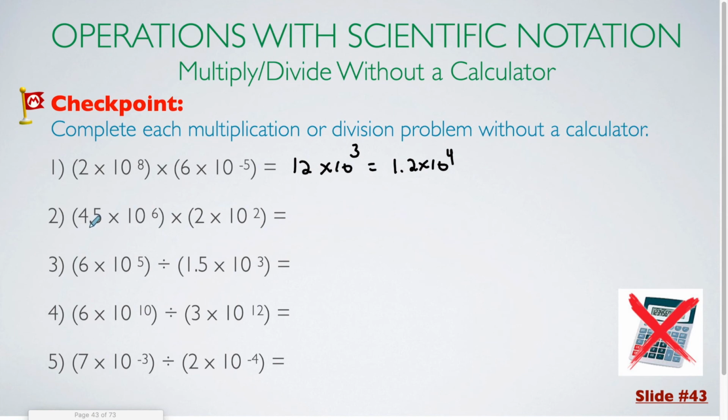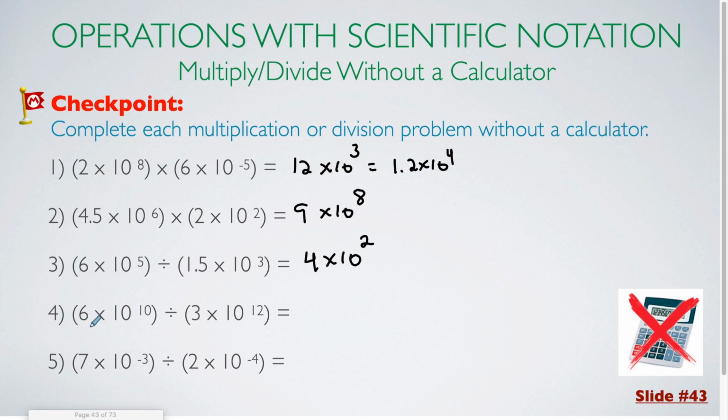All right, for our next one, we have 4.5 times 2, which is 9, times 10. We're going to add our exponents, so a 6 and a 2 is 8. All right, for number 3, we have 6 divided by 1.5. So that's going to come out to 4. Since we're dividing this time, we need to subtract our exponents instead of adding them. So I have 5 minus 3, which is 2.